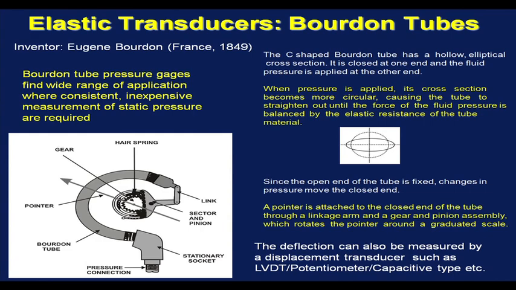Now, let us move on to elastic pressure transducers, and we start our discussion with Bourdon tubes. Bourdon tube was first patented by E. Bourdon in France in 1849. So, it is a very old instrument. Bourdon tube finds wide range of application where consistent, inexpensive measurement of static pressures are required.